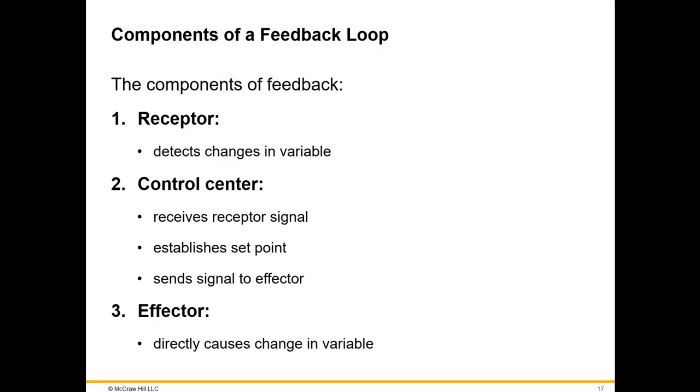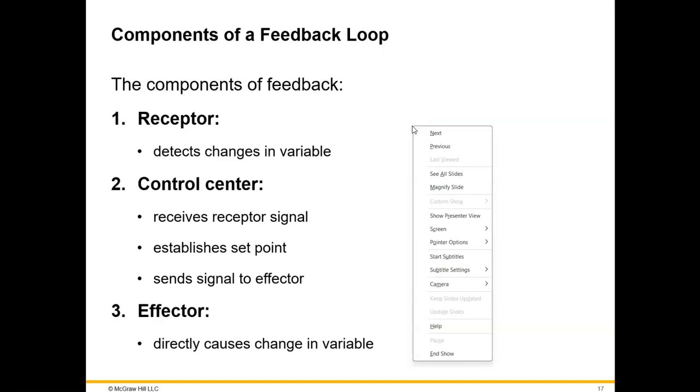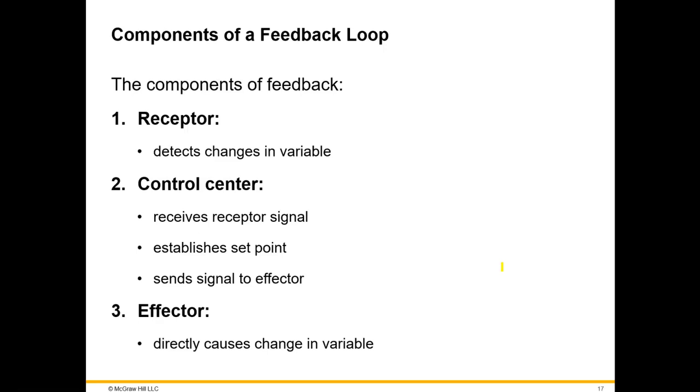This is part 2 of the chapter 1 lecture notes, and we're starting with slide number 17. We had been talking about homeostasis, the maintenance of fairly constant internal conditions in the body. We listed some examples. Now we're going to talk about how the body does that. How does the body maintain homeostasis?